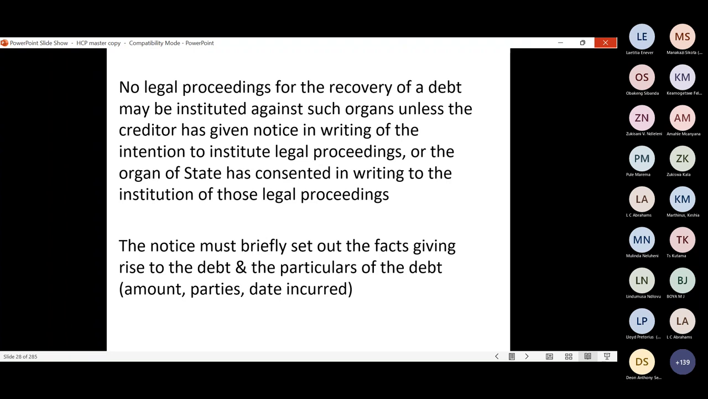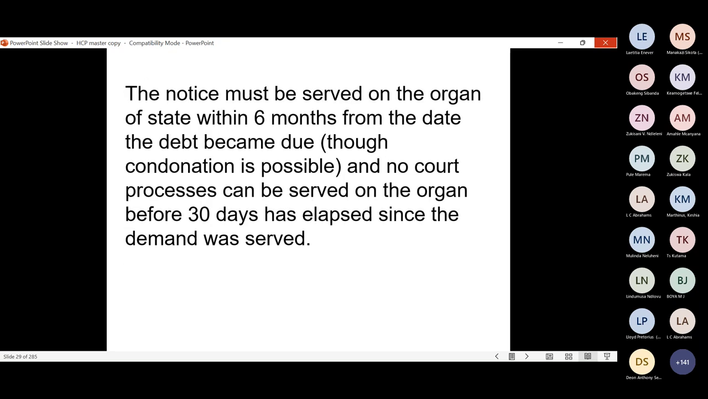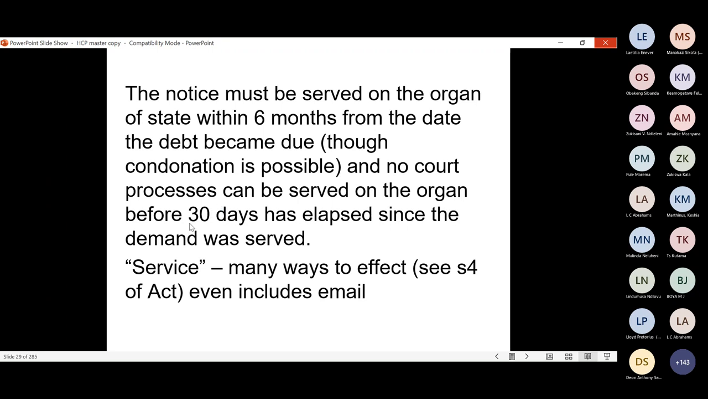So in that letter of demand, you will have to give them as much information as possible as to how the claim arose and how you came to the amount that you say you are claiming. Everything that you would put, for example, in a particular summons claim, you would put in that letter of demand. And then they have 60 days. This is supposed to be 60 days and not 30 days. Okay, this 30 days is incorrect.